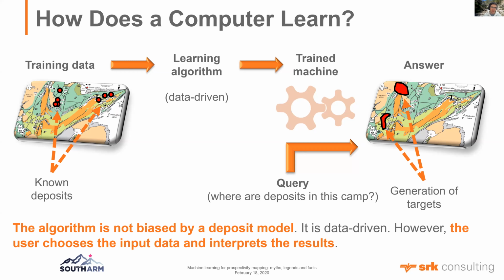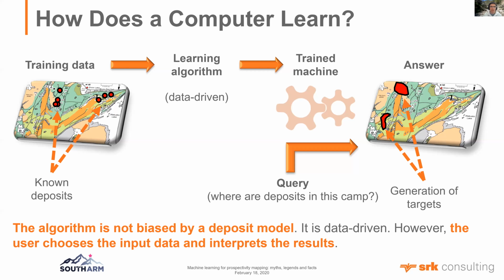However, the user chooses the input and interprets the results. So it's not 100% a machine that works here. We choose what to give. If we don't give the geochemistry, the algorithm won't be able to use it and it will be biased because of that, for example.